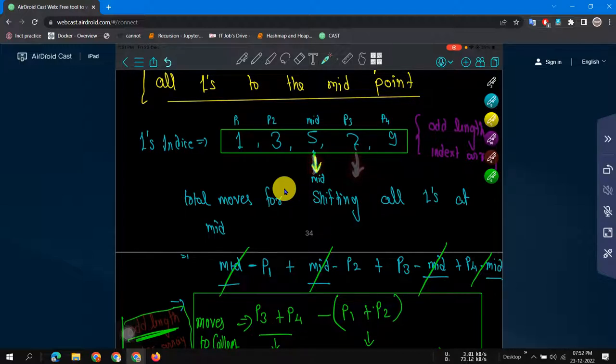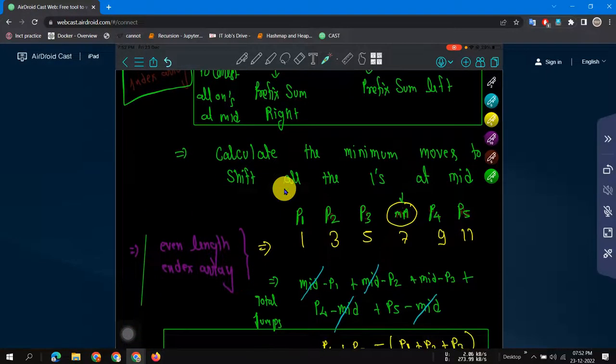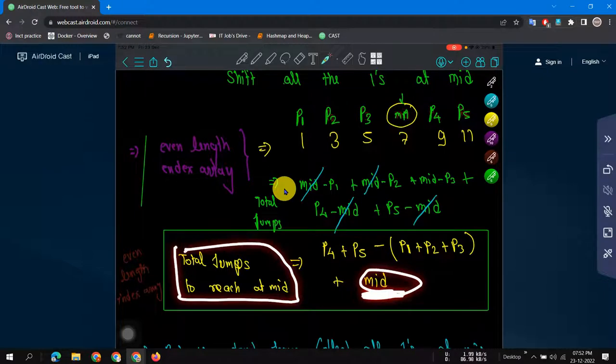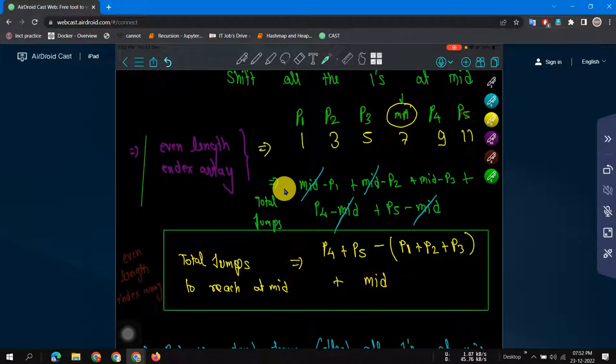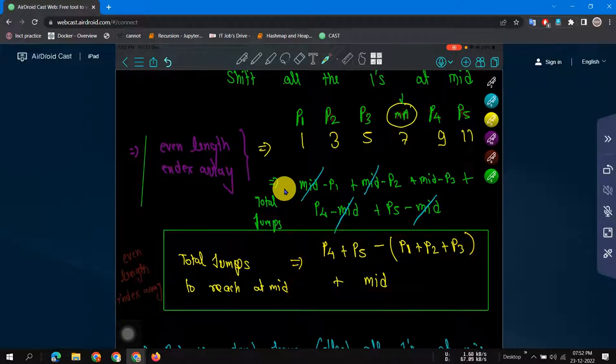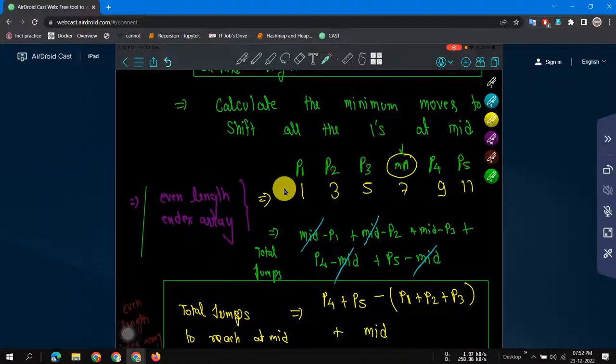So in that case we have to add an extra mid value, right? You can see here, we had added an extra mid value when my array length was even, right? When my array length was even, in that case we have to do this. So far what I have done is we have to calculate the total minimum jumps to collect all the ones to a particular midpoint. Okay, so let's code up whatever I have told you.